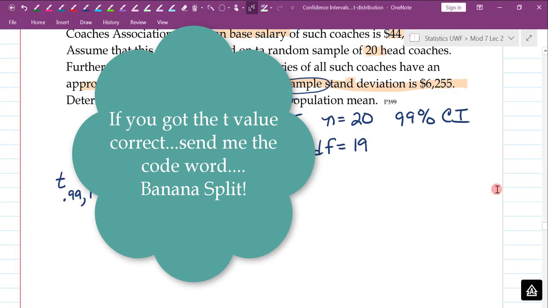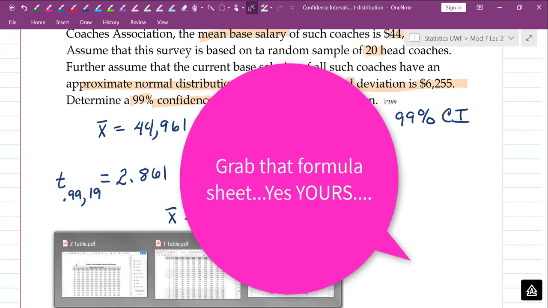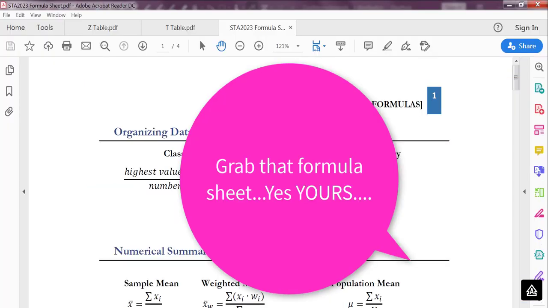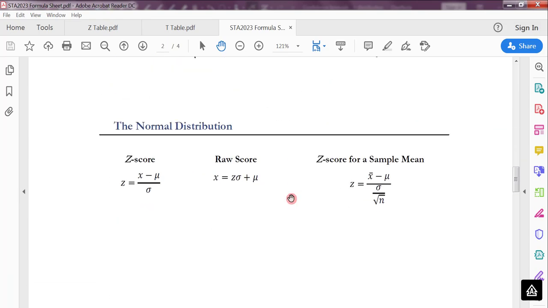So now let's just write down the formula that we need. Again, it is X bar plus or minus our critical value, which is going to be 0.99, comma, 19 times standard deviation divided by the square root of N. And you know what? What we haven't done is we haven't looked at our formula sheet. Let's look at our formula sheet for a moment so you can see how this is written. Again, confidence intervals are on page 3. So we'll get over here to page 3.